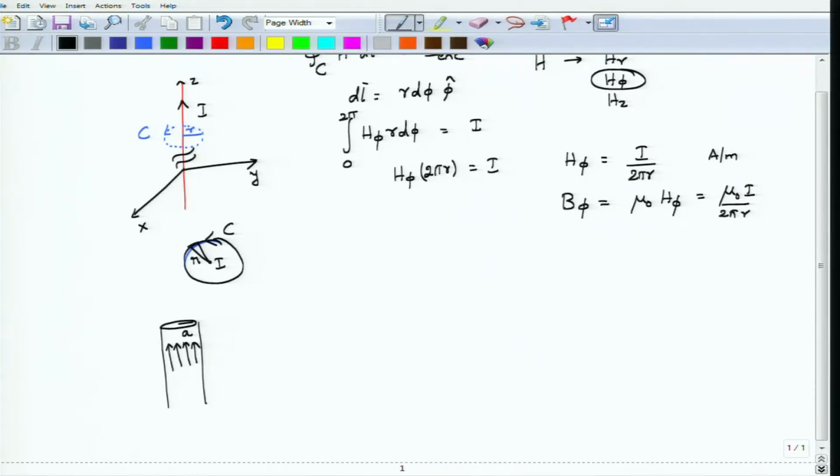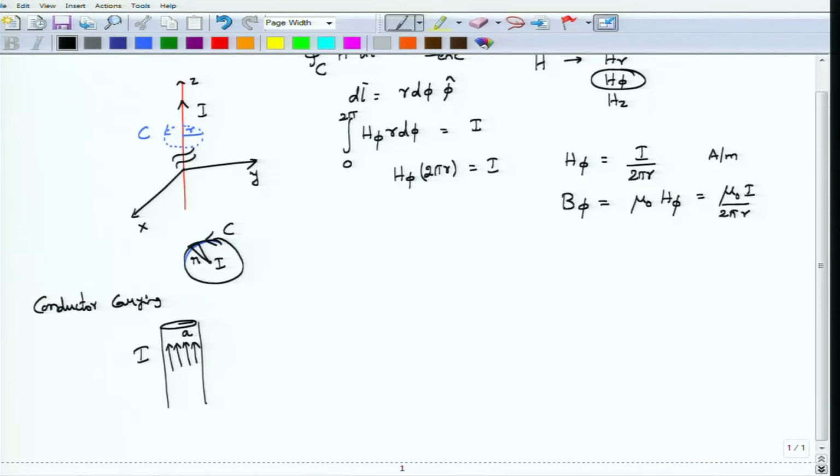So if you look from the top view for this example, this is actually the conductor that is carrying current. We will assume that the current itself is uniform, or more precisely one can assume that the current density vector J is going to be uniform.